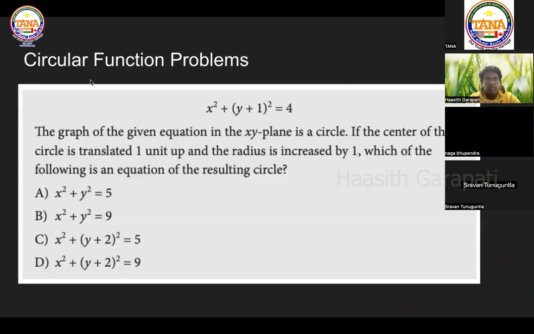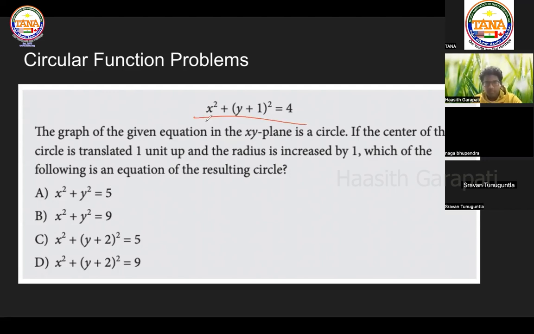Okay, now here is a word problem dealing with circular functions. They say the graph of a given equation in the xy plane is a circle. Yeah, that's a circle, all right? If the center of the circle is translated 1 unit up and the radius is increased by 1, which of the following is an equation of the resulting circle?